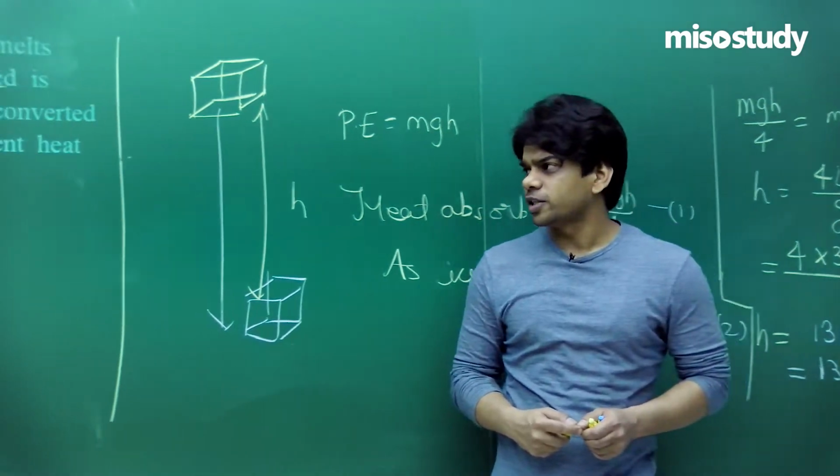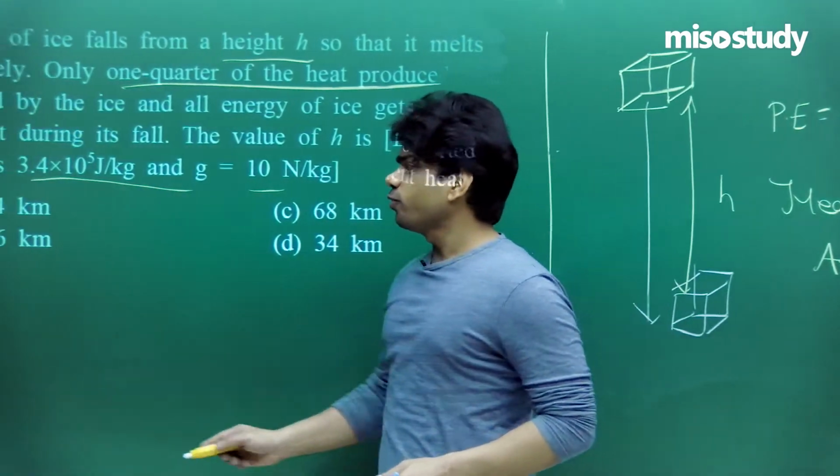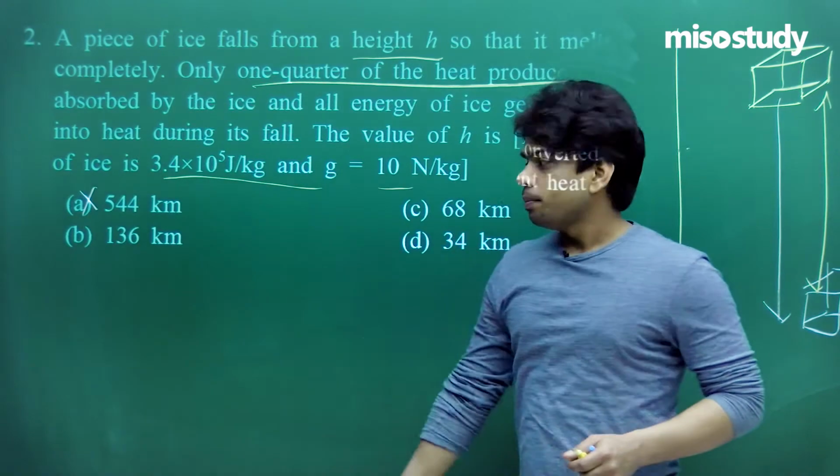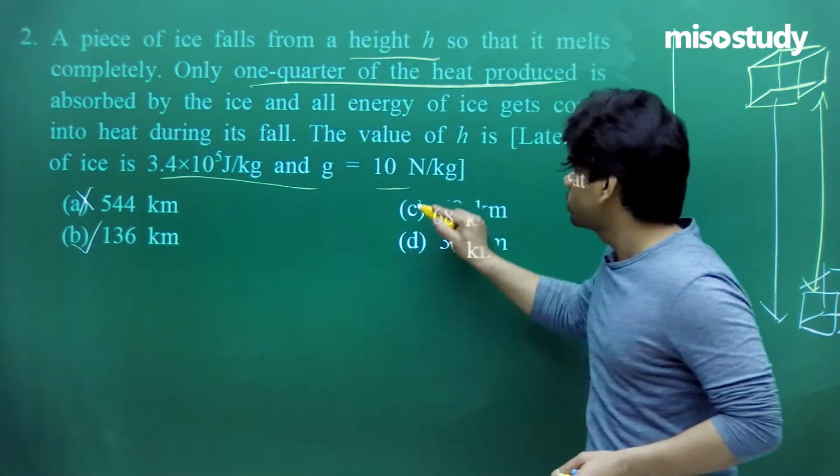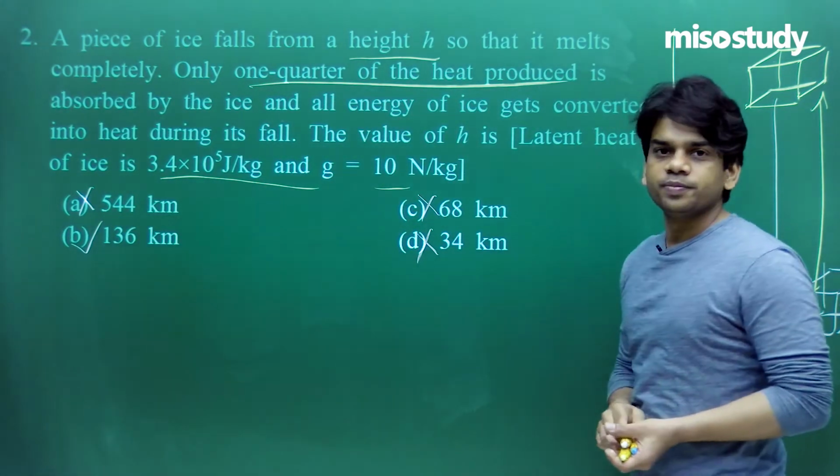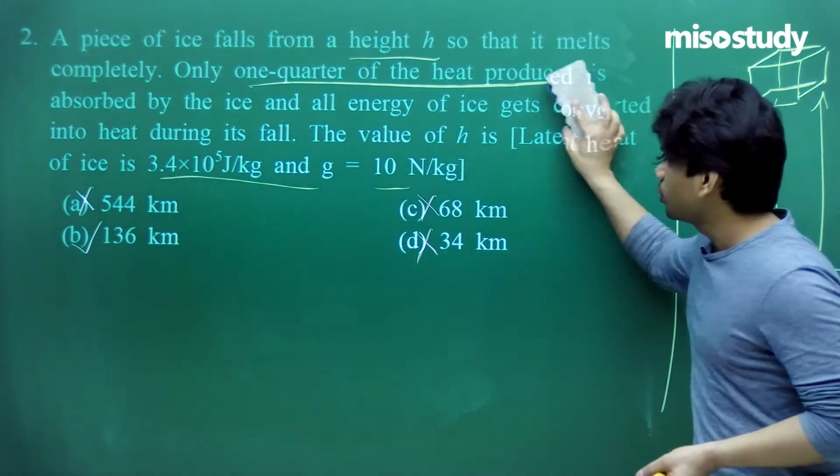Let's check the value of h, the height. A, 544, no, this is not what we are getting. B, 136, this is the right response. C, 68, no. D, 34, no. So I hope that you have understood how to solve this.